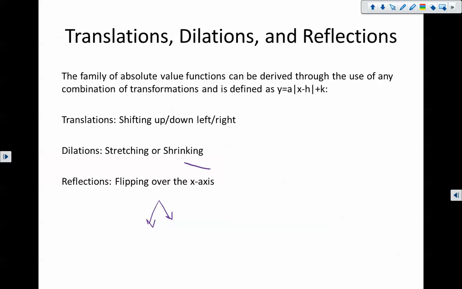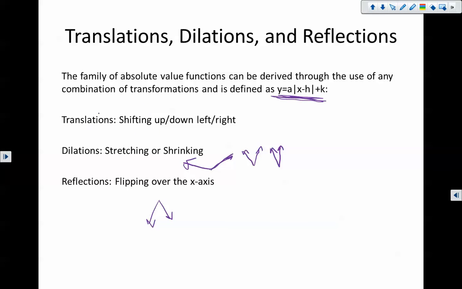With the stretching or shrinking, you might make a V that is really, really stretched out, or you might have a V that is really thin, maybe even thinner than that, super thin. So dilations stretch or shrink, and translations just move it around. They just change its position. In the function for an absolute value, we have ways to see the transformation. The family of absolute value functions can be derived through the use of any combination of transformations and is defined as this formula.